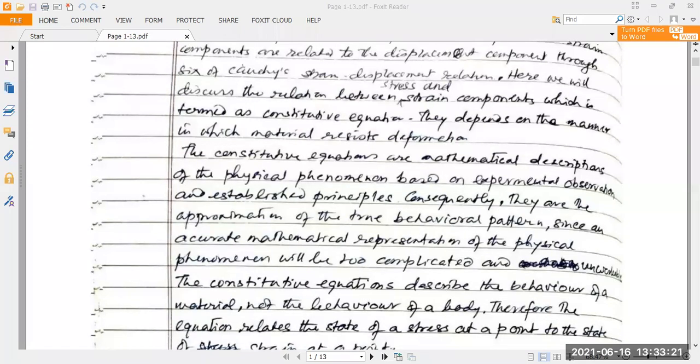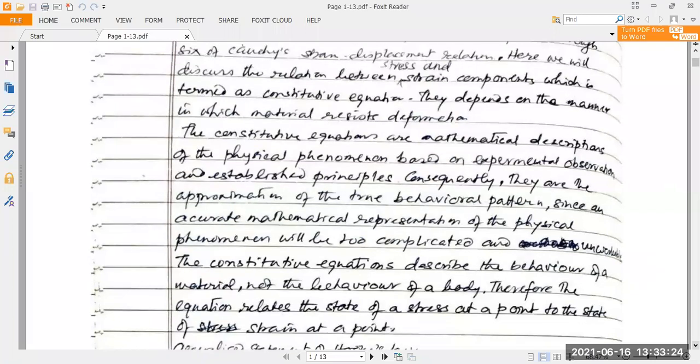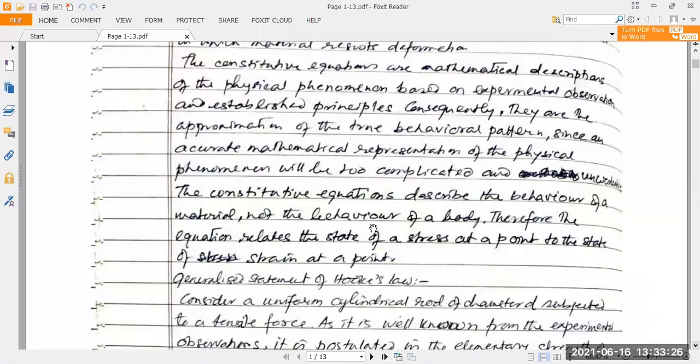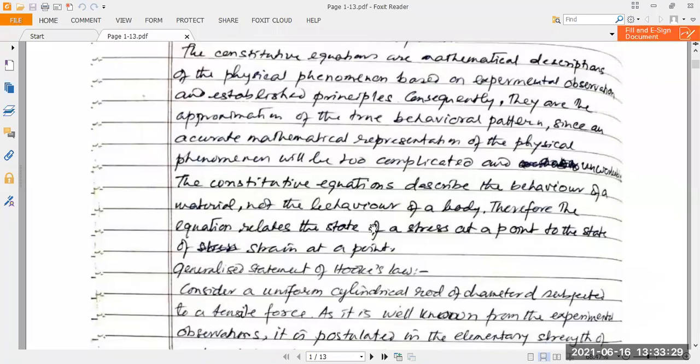Okay, now this constitutive equation describes the behavior of a material, but not the behavior of a particular body itself. Therefore, the equation relates the state of stress at a point to the state of strain at a point. So what are we saying? That is how that particular material behaves. And this behavior can be given to us only by the equation relating the state of stress at a point and the state of strain at a point. This relation is given by the constitutive equation itself.